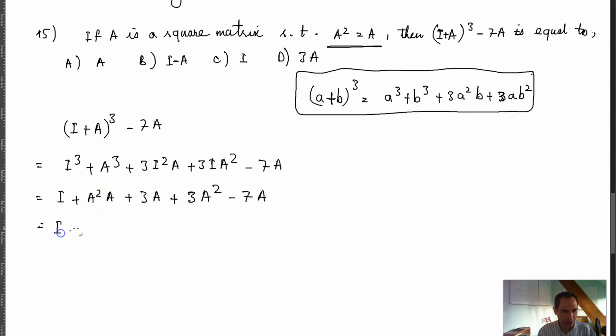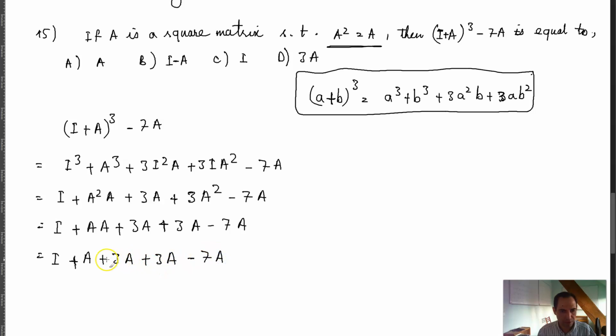and then I can write this as a squared is equal to a plus a times a plus 3a, and a squared is equal to a, so that's 3a minus 7a, and a times a is equal to a squared, and a squared is equal to a, so we can write this as I plus a plus 3a plus 3a minus 7a, and this is 7a minus 7a, which is just 0, so that's equal to I, which means that choice C is correct. Well, sometimes you see interesting things.